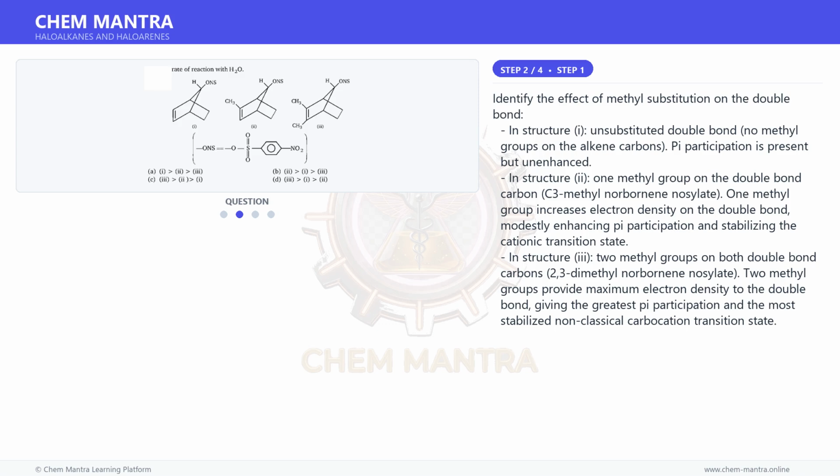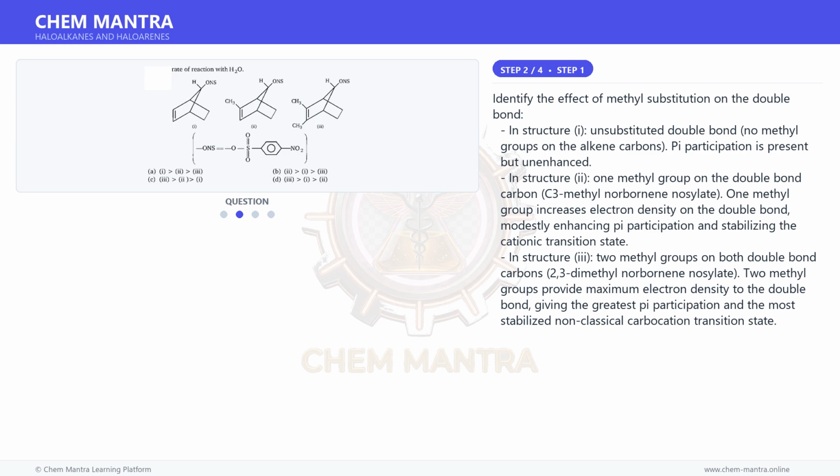Identify the effect of methyl substitution on the double bond. In structure 1, the unsubstituted double bond, no methyl groups on the alkene carbons. Pi participation is present but unenhanced. In structure 2, one methyl group on the double bond carbon, C3 methyl norbornene nosylate. One methyl group increases electron density on the double bond, modestly enhancing pi participation and stabilizing the cationic transition state.